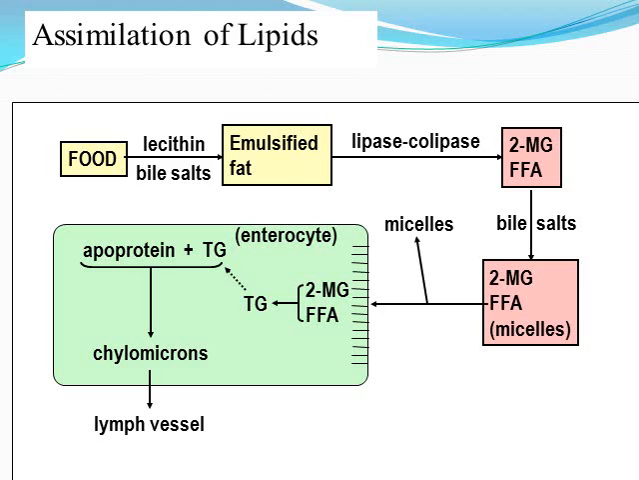The enterocyte itself forms triglycerides and apoprotein. That is what's shown before, that protein shell, that green shell surrounding the triglycerides, that forms the chylomicrons, and then that is what is absorbed into the lymph vessel.